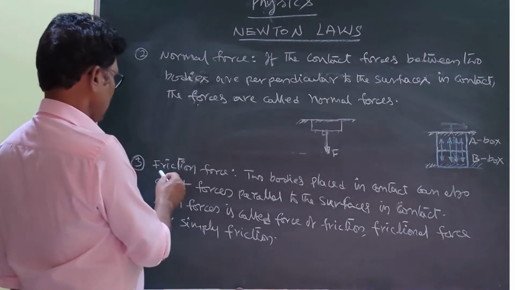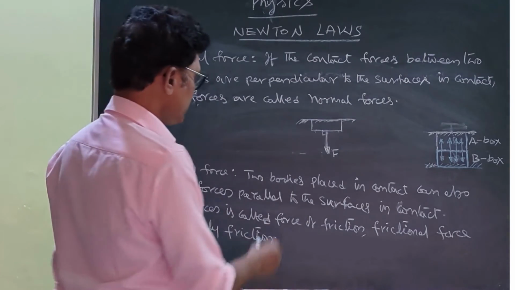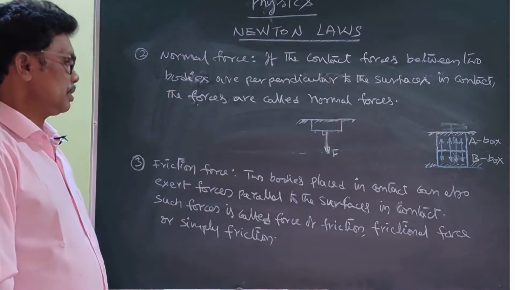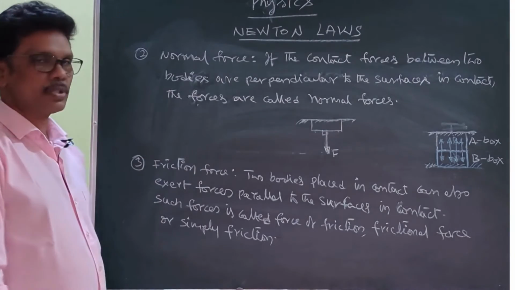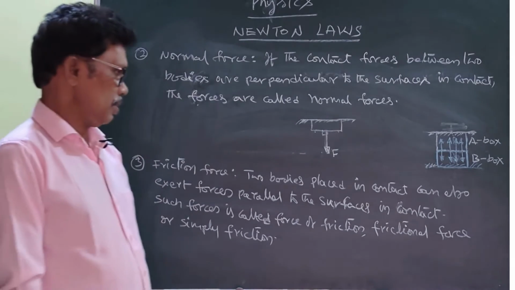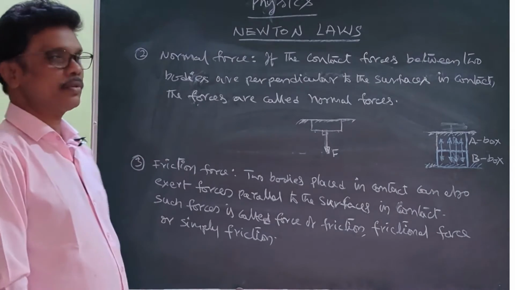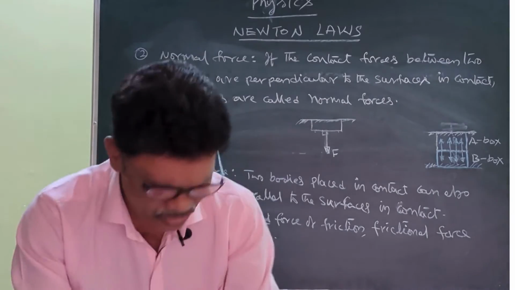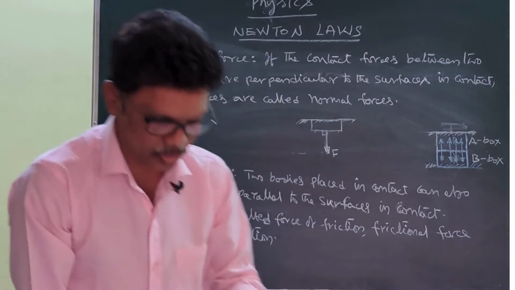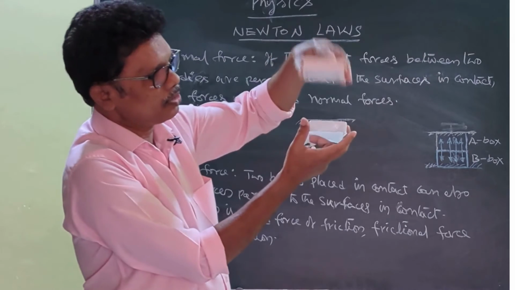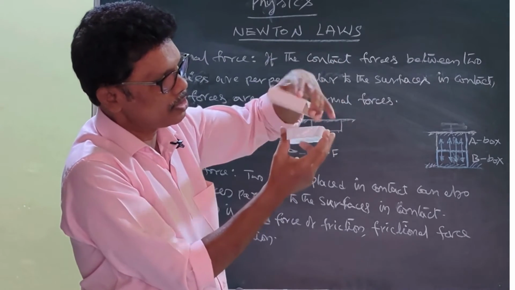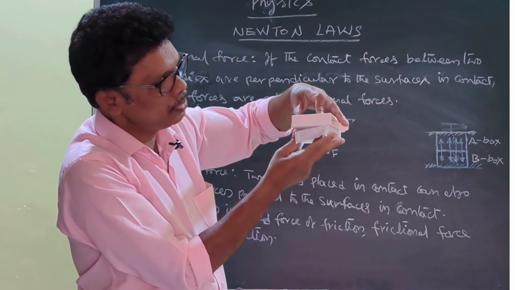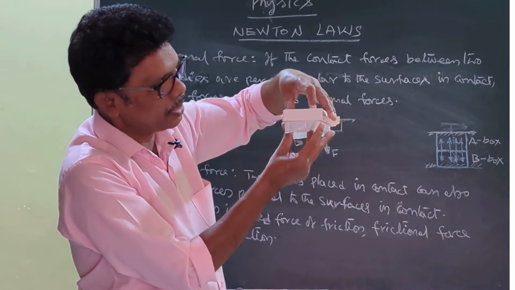Another force is the friction force. Two bodies placed in contact can also exert forces parallel to the surfaces in contact. Such forces are called frictional force, or simply friction. For example, this is also a contact force. This is an object, this is another object, and this is a plane surface. They are all in contact like this.